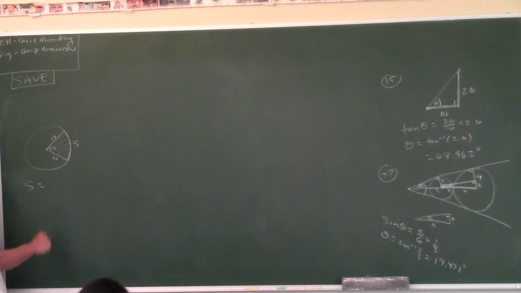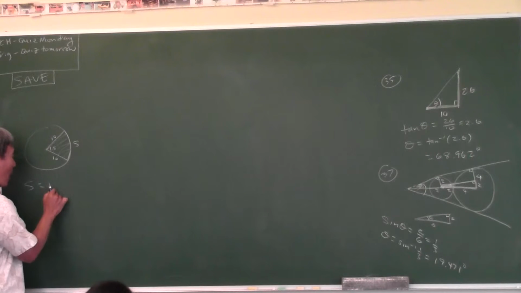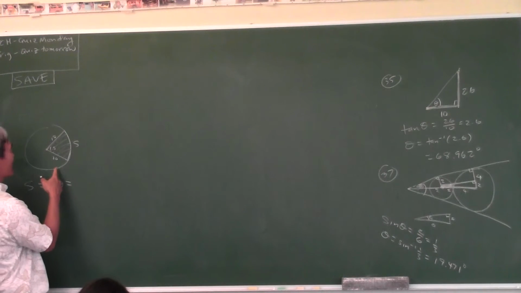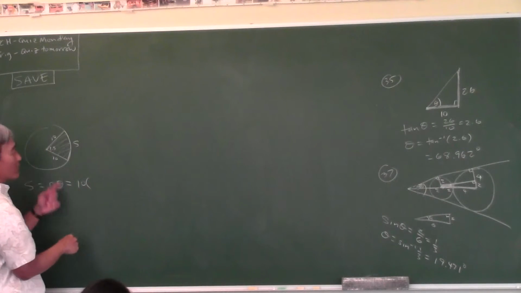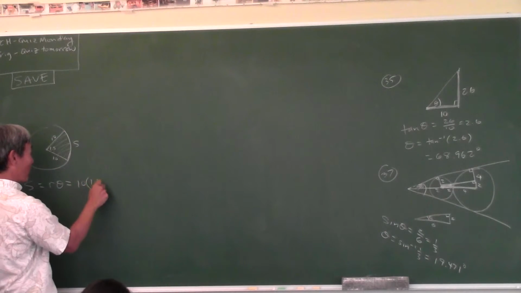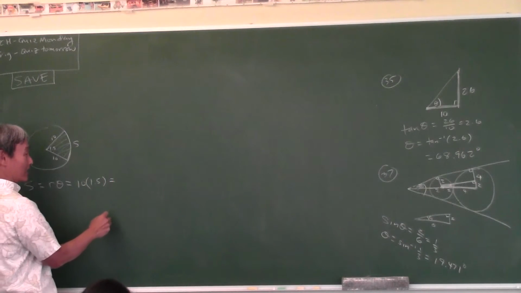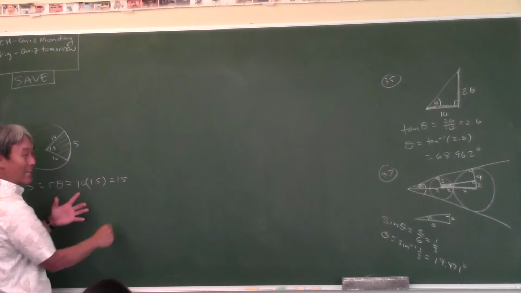Okay, how do you find arc length? What's the formula? r times theta. So what's the radius of the circle? 10. What's the angle that's measured in radians? 1.5. So your final answer? 15. You don't even need a calculator for that.